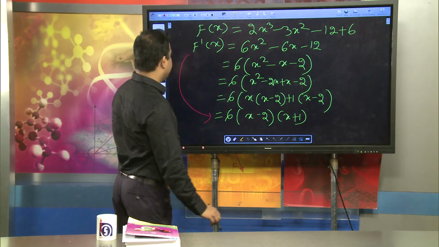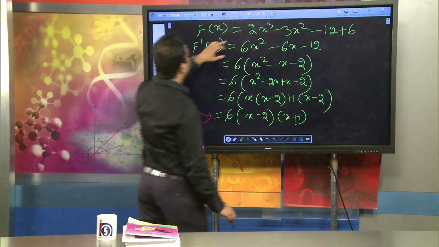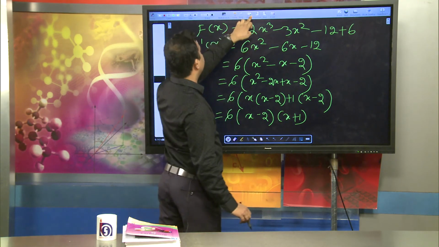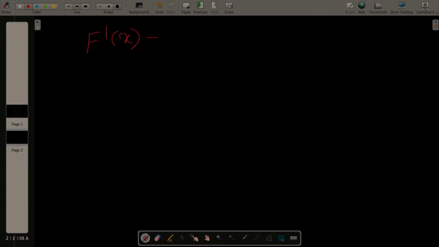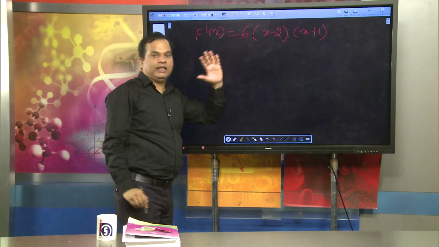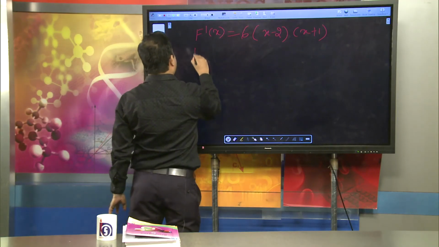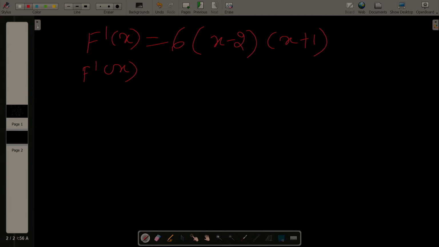So, very simply I can write that f dash x is equal to 6 into x minus 2 into x plus 1. In order to show that the function is increasing in nature, f dash x is to be increased. The condition is f dash x is greater than 0.